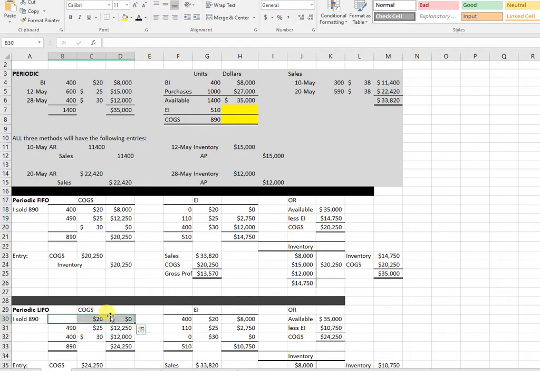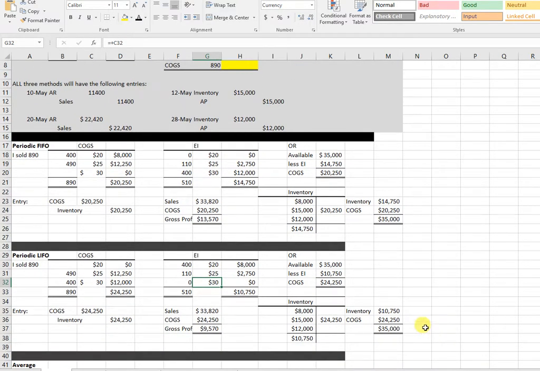So again, I do not need this row simply because I just used it for my Excel spreadsheet. So I have 400 at 30 I sold, leaving 0 of the $30 ones left. I sold 490 of the 600, leaving 110 left. So 490 plus 110 is 600. And I have all 400 of these. So look at what happens to your cost of goods sold. It's 24,250. My ending inventory is 10,750.